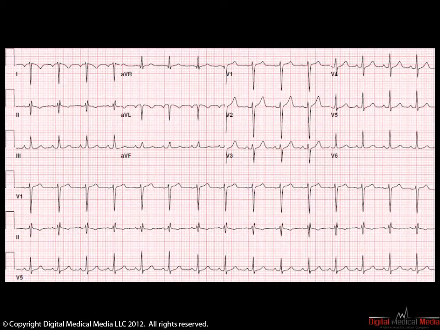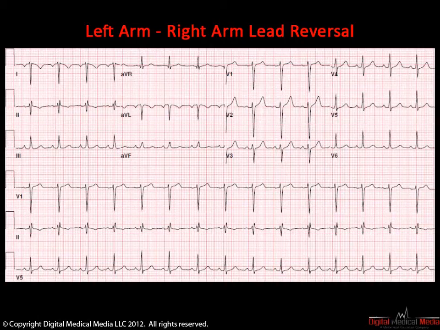This is a very typical pattern for left arm, right arm lead reversal. When you accidentally switch the left arm and the right arm leads, lead 1 flips upside down, which is exactly what's occurring here. Lead 2 and 3 are reversed from each other. The lead labeled lead 2 is really lead 3, and the one labeled 3 is 2. AVR and AVL are also reversed. AVF is normal, and leads V1 through V6 are normal. That's why we see this pattern.